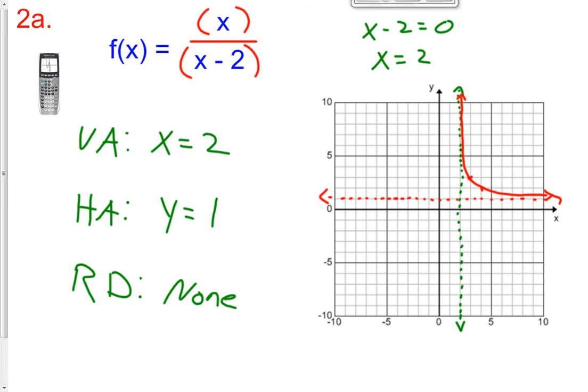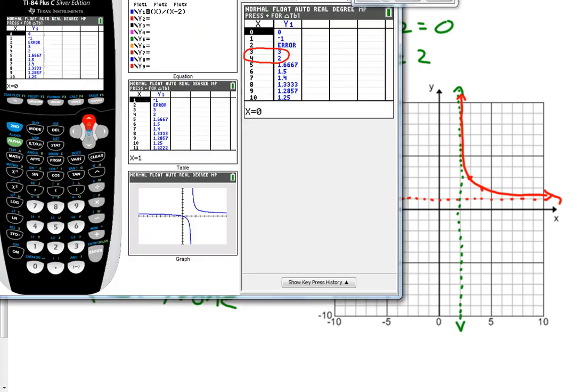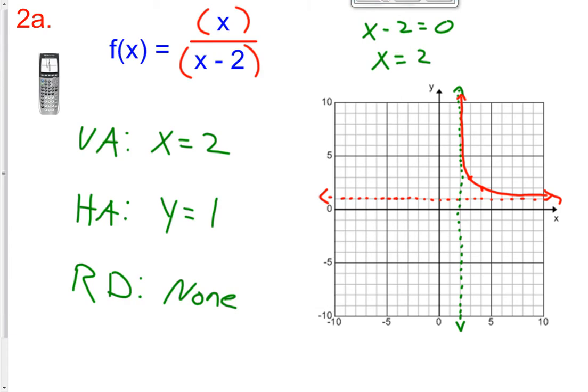We also want to pick 2 points to the left of our vertical asymptote. So go back to your table, and let's pick 2 points to the left of our vertical asymptote. Again, those are going to be the 2 points that are closest to my asymptote, which are these 2 points right here, at 0, 0, and at 1, negative 1.